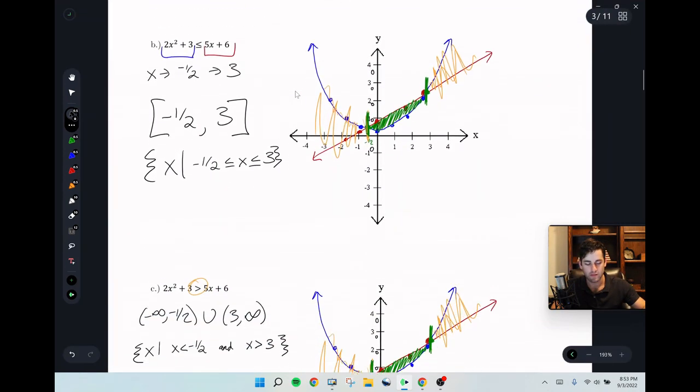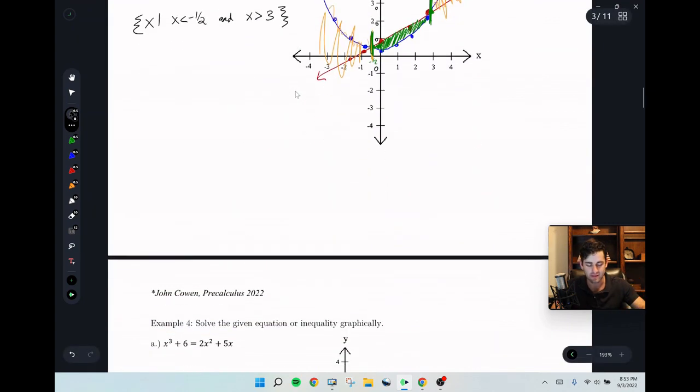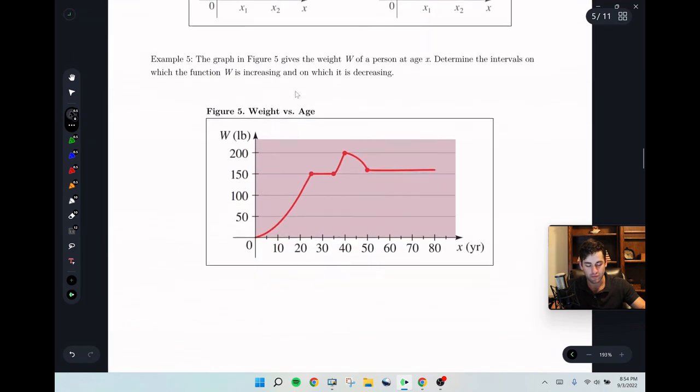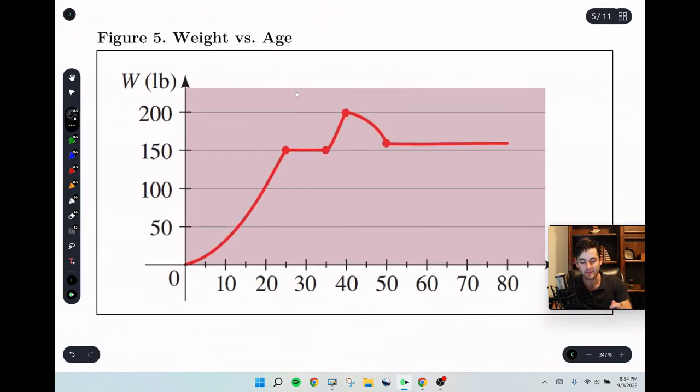Okay. So that's the way to do the inequalities, the less thans, the greater thans, the equal tos. Real briefly, we're going to look at increasing and decreasing, which should be one of the easiest things we do today and honestly all year.